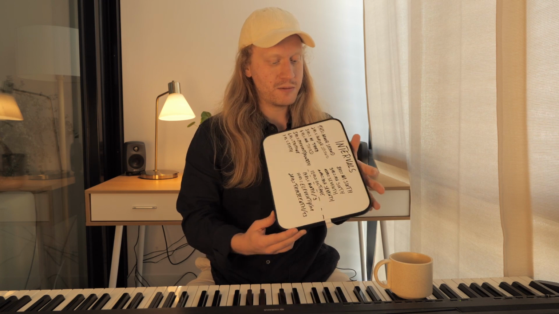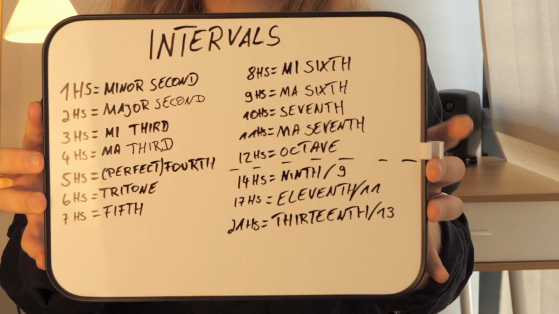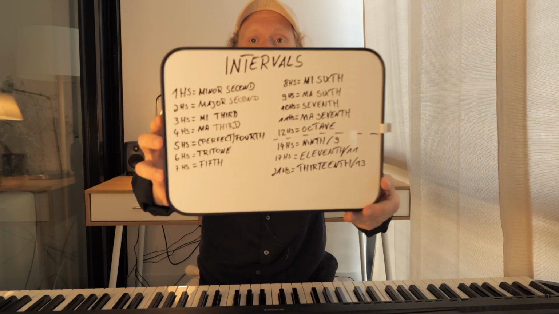So in total there are 12 intervals that we have to know, and I prepared them already here on my little board. Of course this doesn't work. So these are the 12 intervals. You see at the end there are 3 more. I'm gonna get to them in a minute. But these are the 12 intervals that we need to know.